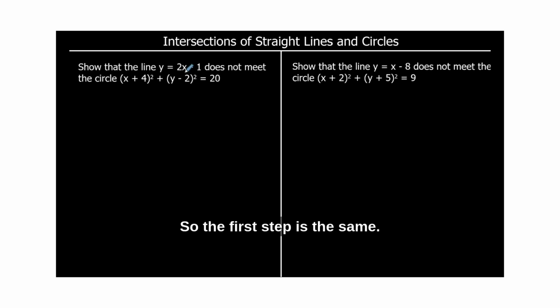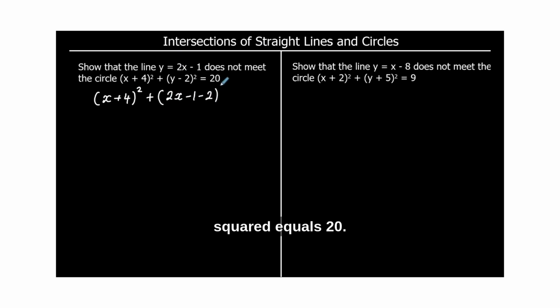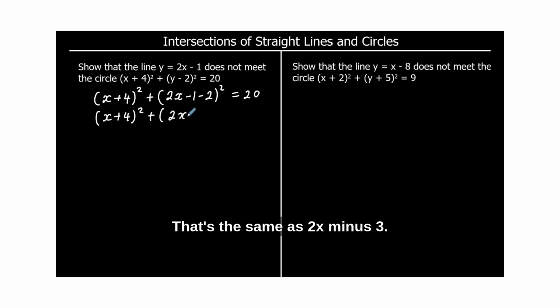So the first step's the same. We're going to take our straight line and substitute it into the circle to eliminate y in this case. So I'm going to have (x plus 4) squared, and I'm going to change y into 2x minus 1. So (2x minus 1 minus 2) squared equals 20. So I'm changing 2x minus 1 minus 2, that's the same as 2x minus 3.